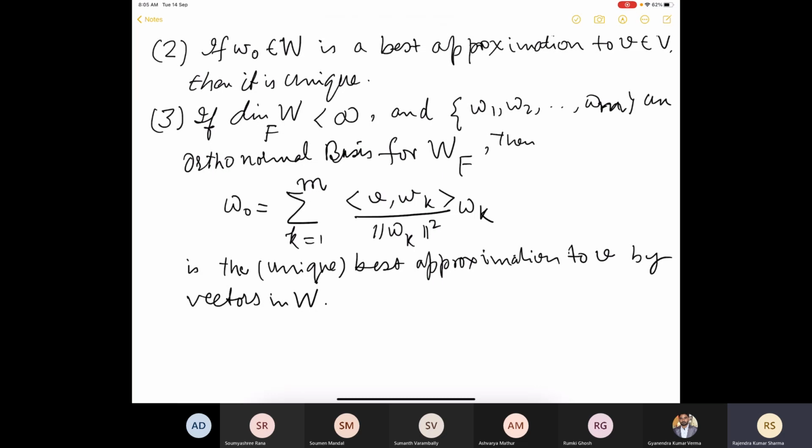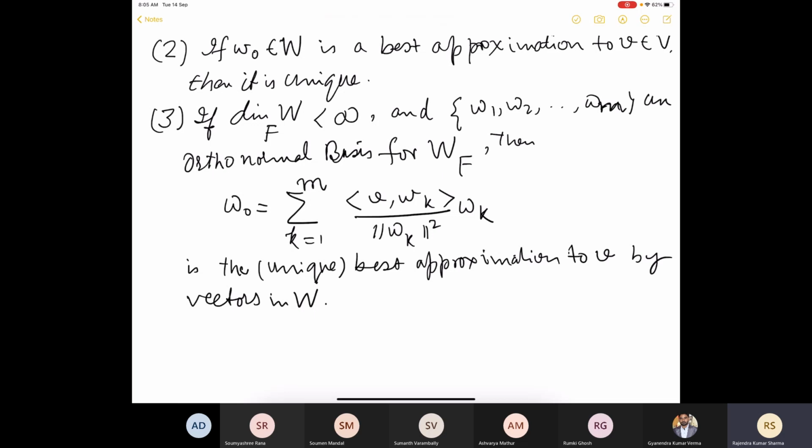So we obtained a few other conditions also for the situation when w naught in W is the best approximation by vectors in W for a vector v in V: that the inner product of v minus w naught with every w in W is 0, and this is if and only if. So if it is the best approximation, then this inner product is 0, and if this inner product is 0, then w naught is the best approximation.